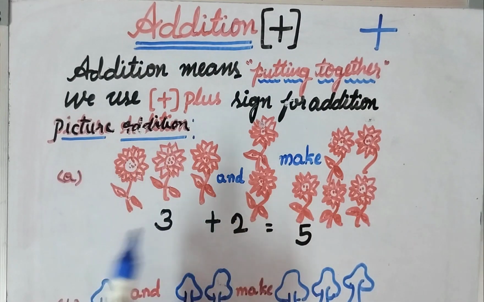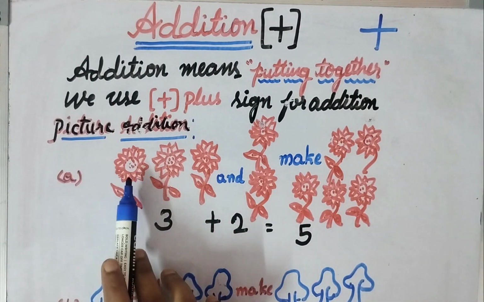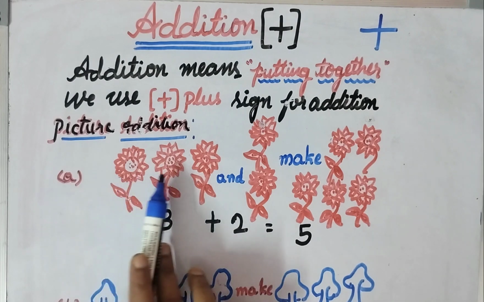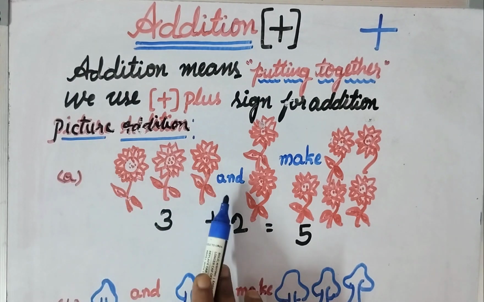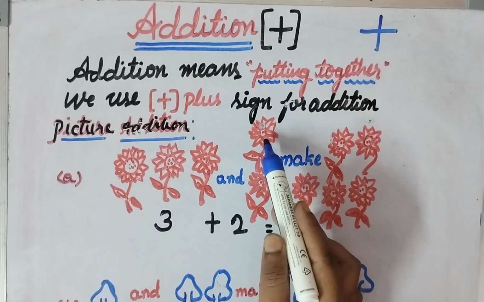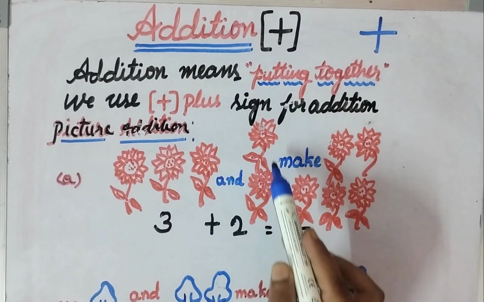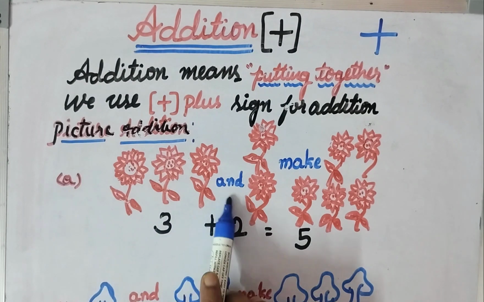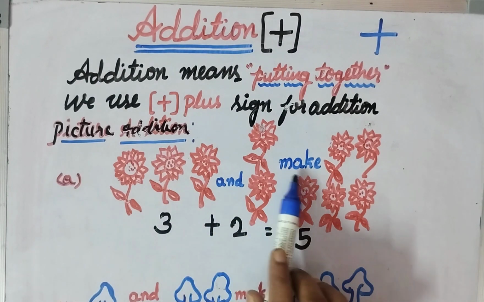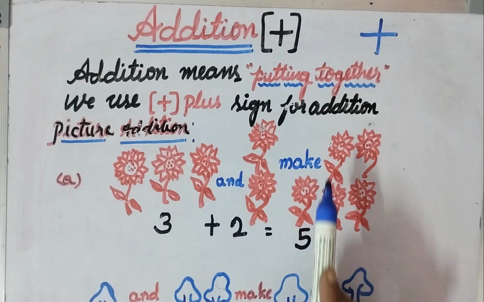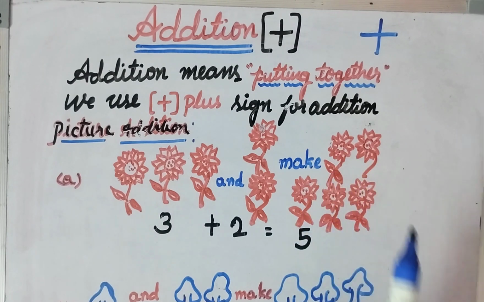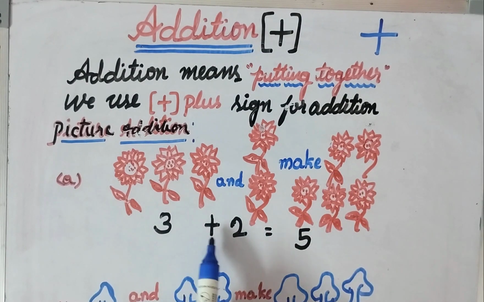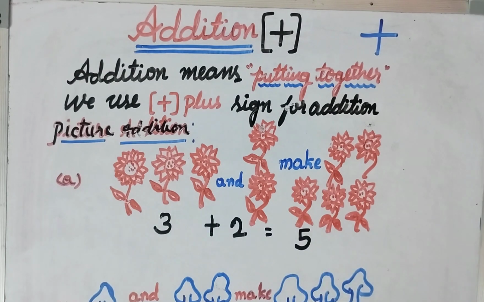So first one, here I wrote 3 flowers. 1, 2, 3. And again I wrote here 2 flowers. So 3 and 2, it makes how much? 5. 1, 2, 3, 4, 5. So 3 plus 2 is equal to 5.